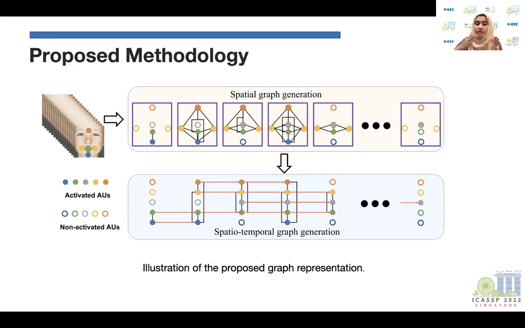Then we combined all the spatial graphs for all the frames in that particular video. This way, we got the frame level AU activation status, as well as the AU activation duration and the dynamics. We fed this into a well-trained graph attention network so that we could get the video level heterogeneous representation.